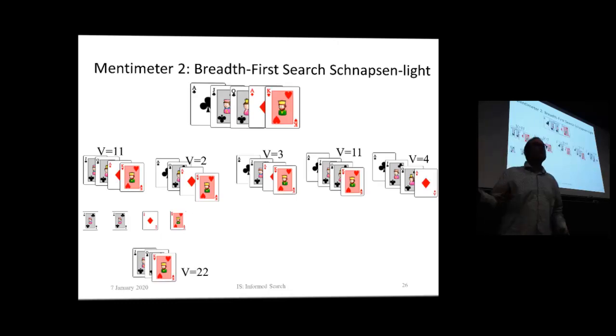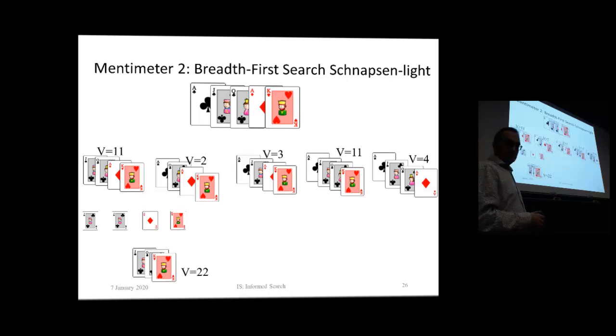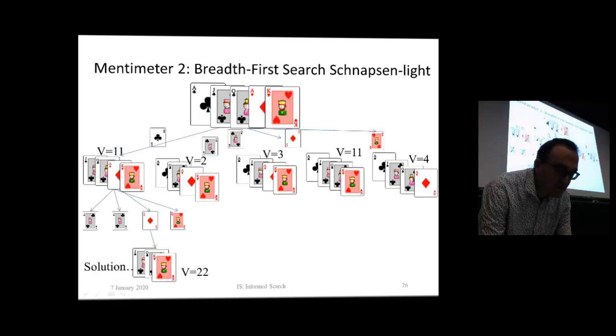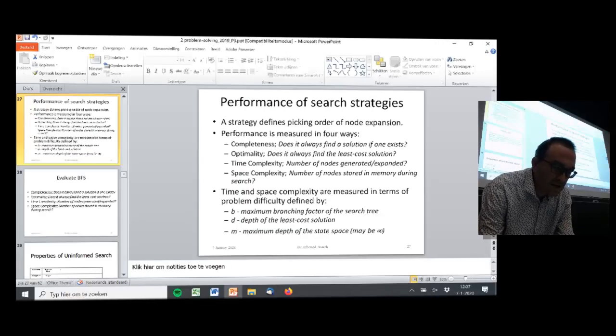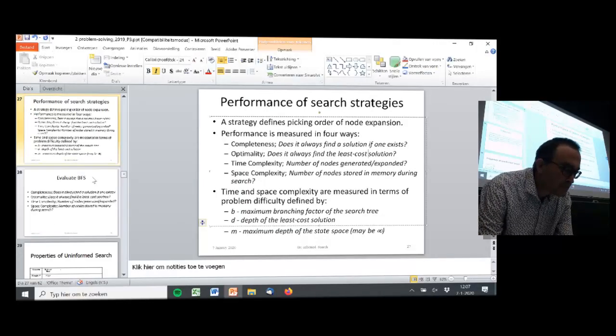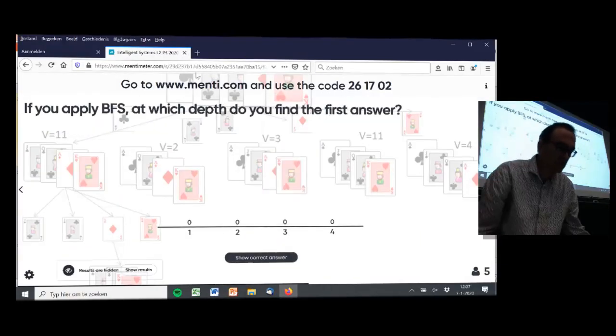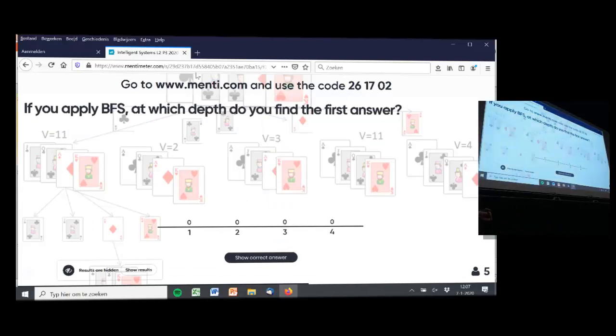Okay, so let's go to have another Mentimeter and now check how many nodes do we need to expand. If we have our breadth first Schnapsen light, my computer starts to behave strangely. This is the Menti, and here we go. Okay, so the question is differently, I'm sorry.